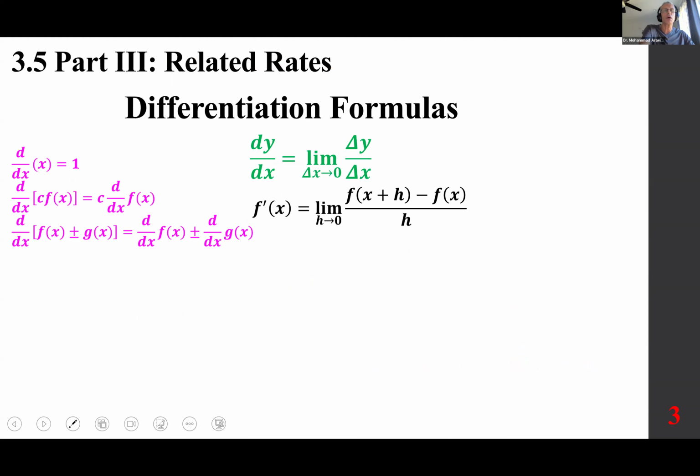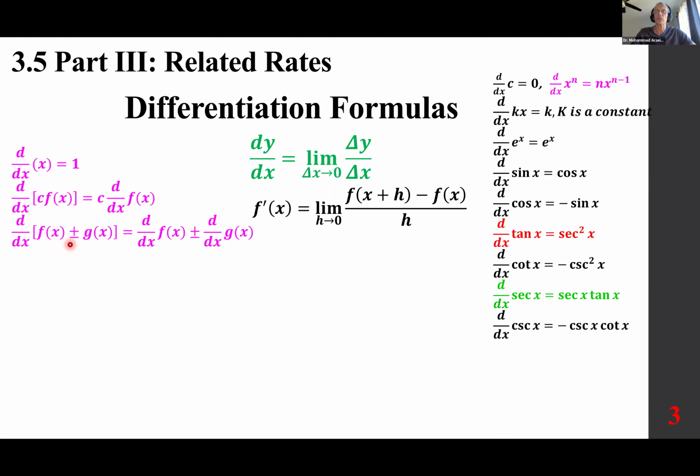So, reminding you of the differentiation formulas, starting with the definition. F prime of x is the limit of f of x plus h minus f of x over h as h approaches 0. Then we have the derivative of x is 1. For c times f of x, c can come out, and the derivative of the sum is the sum of the derivatives. The derivative of the difference is the difference of the derivatives.